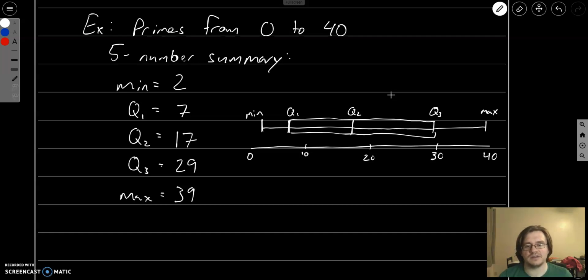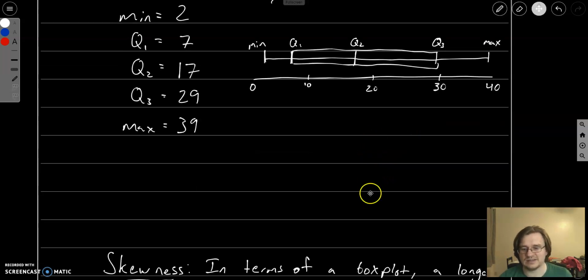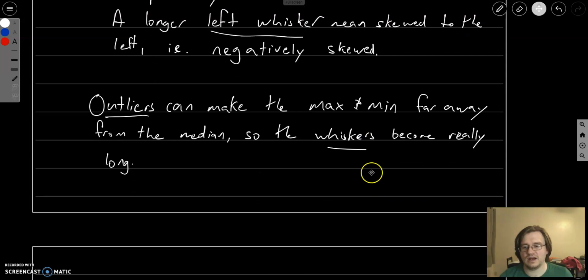Now, if there was an outlier, a number that was a lot smaller than any one of these numbers, or a number that's a lot bigger than any one of these numbers, these whiskers will extend really far to the right or really far to the left. And that can make the whole diagram a little bit funny to look at. So with outliers, we will sometimes modify the box plot so that the whiskers aren't so long.